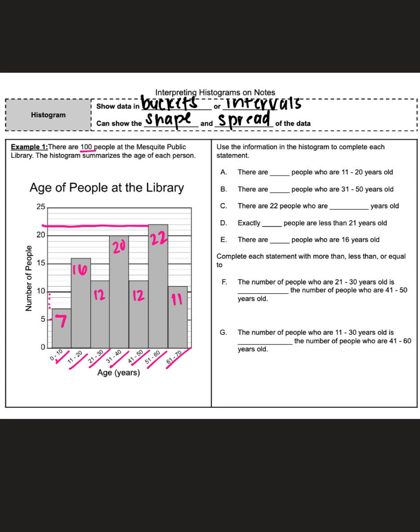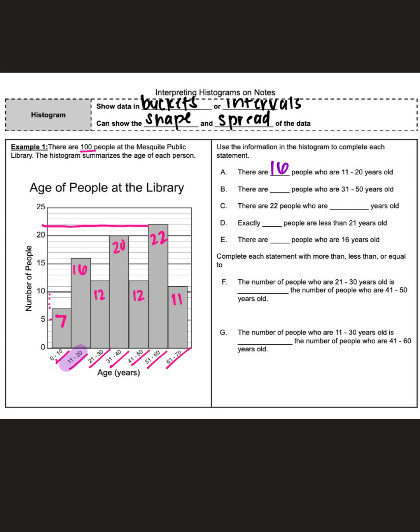That's going to help us answer the statements on the right side. It says, use the information in the histogram to complete each statement. So the first one is, there are blank people who are 11 to 20 years old. So let's go ahead and find that on our bucket, 11 to 20. Okay, here's 11 to 20, and how many people is that? Good, 16. That one was simple, right?